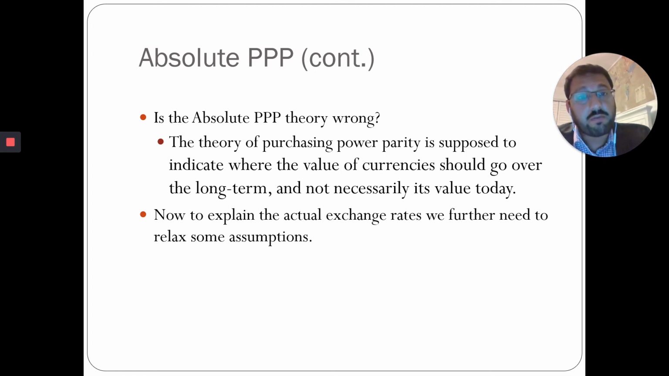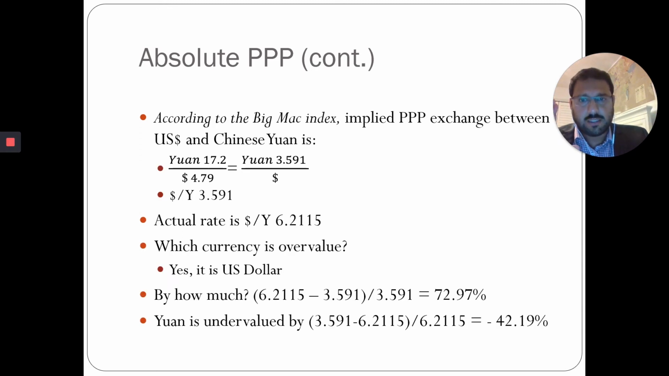The theory of purchasing power parity is supposed to indicate where the value of a currency should go over the long term, and not necessarily its value today. So the theory is not wrong. It is just giving a direction in which the US dollar will move in the long run. Yes, the US dollar will go down. The actual rate was 6 point something, and it should be 3.5. So it should go down from, I think, 6.2 to 3.5.